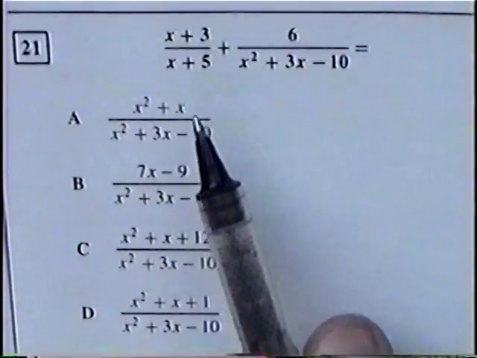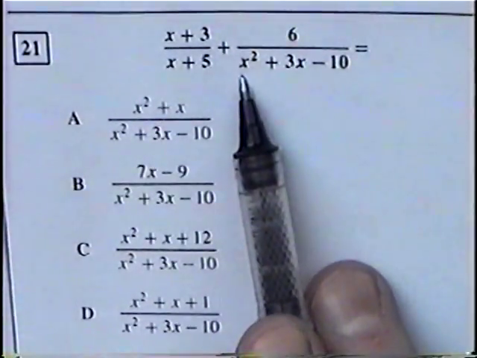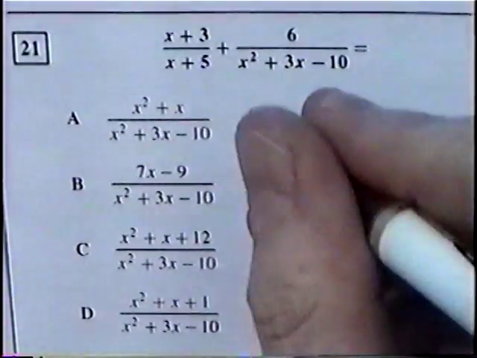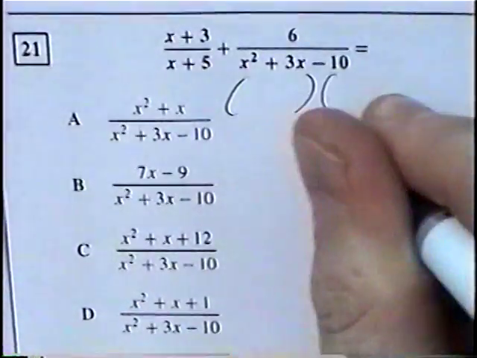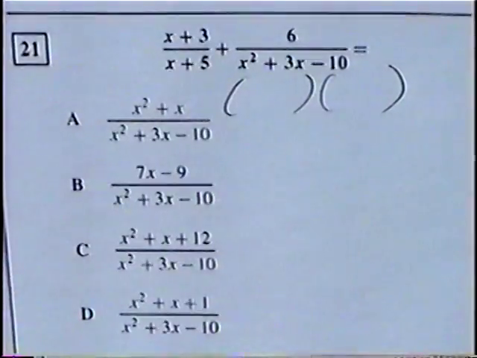To add rational expressions, we first need common denominators. The second fraction, x squared plus 3x minus 10, we can factor. Numbers that multiply to get negative 10 and add to get positive 3.